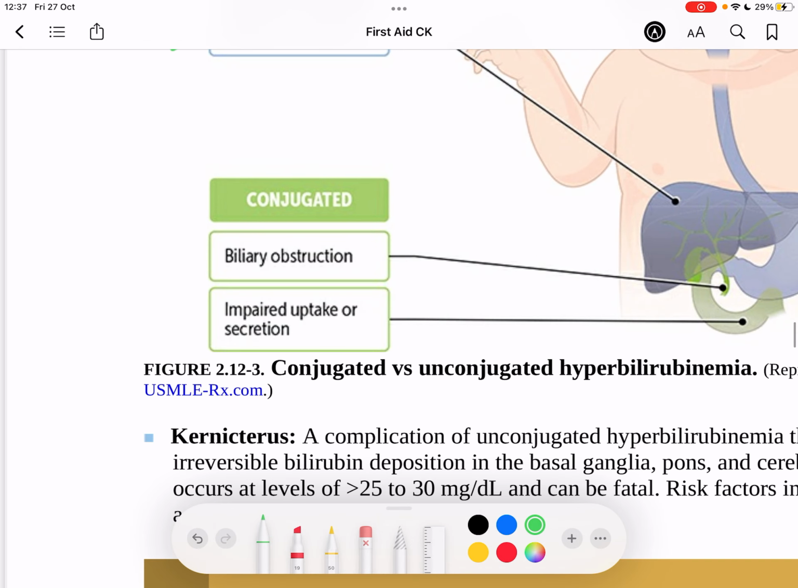And then we have our conjugated bilirubins. Maybe we have a biliary obstruction. In neonates, this is most notably your biliary atresia, okay? But it can also be due to choledochoceles as well. Or maybe it's an impaired uptake or secretion. We're mainly talking about maybe Dubin-Johnson or Rotor syndrome here.